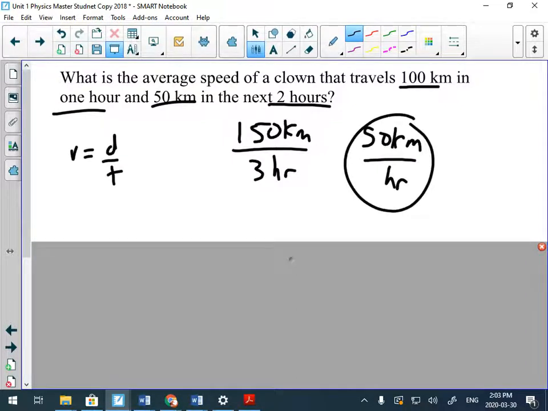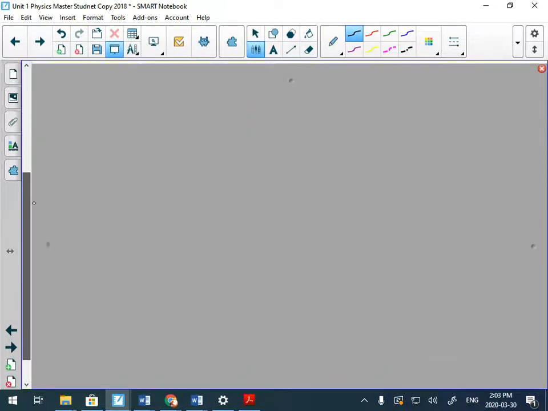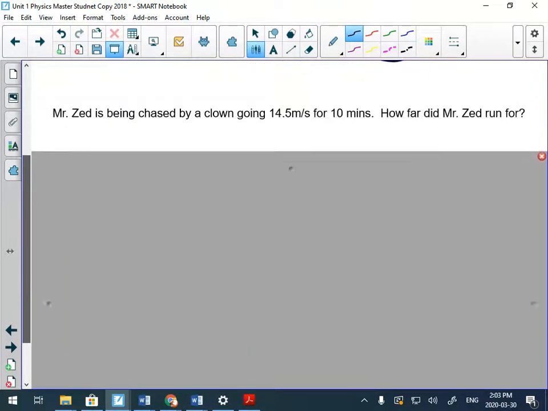So that clown is definitely traveling at about the rate clowns should travel, which is faster than anything humanly possible. Because remember, they are merciless, murdering, killing machines. Okay, let's take a look at the next problem.